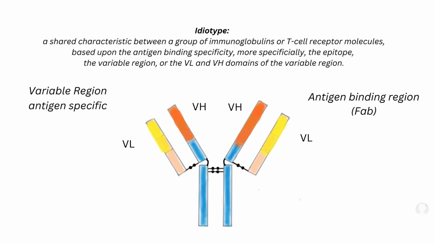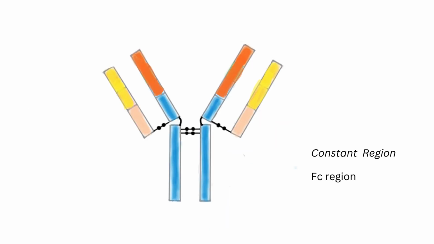Idiotype is a shared characteristic between a group of immunoglobulins or T cell receptor molecules. They are part of the same family because they bind to the same epitope and they share the same variable region, or the VL and VH domains of the variable regions are identical. The constant region of the heavy chain is shown in blue. It includes the FC region, or crystallizable region.